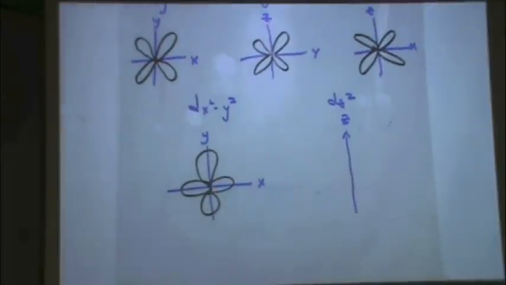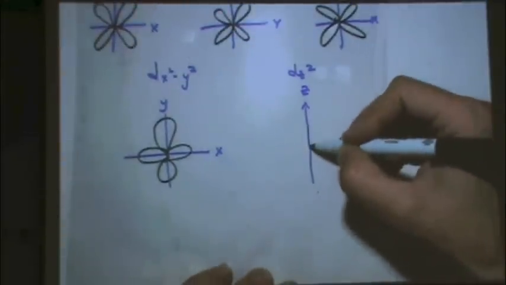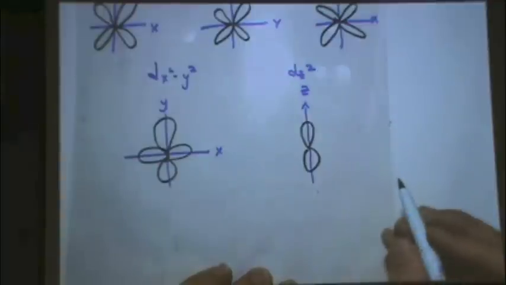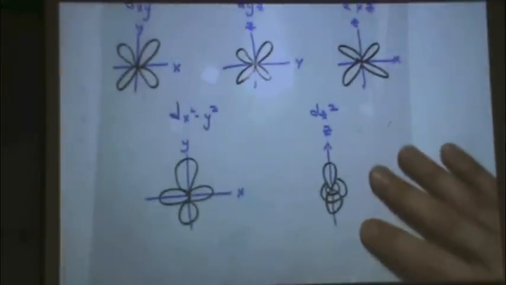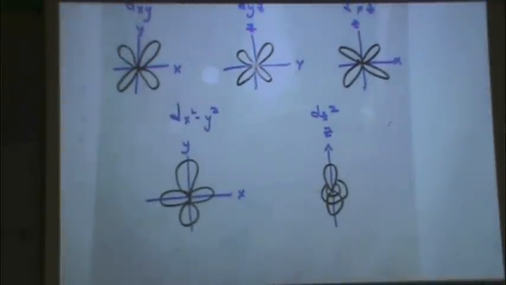Those are 4 equal lobes, except for that brainiac one on the top. It's supposed to be 4 equally sized lobes on the XY axis. So it's just on the axis. The DZ squared is also on the axis. You draw what looks like a p orbital, but with a little hula hoop circle around it, a donut around it. Okay, these five you need to be able to draw, and that has actually been a question on an exam, even on a final. It would say, draw all five d orbitals.